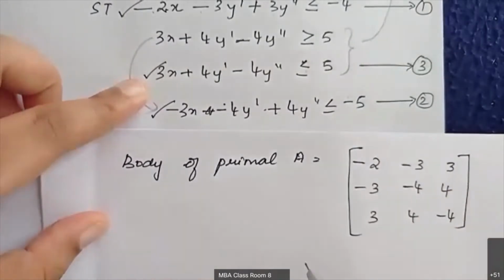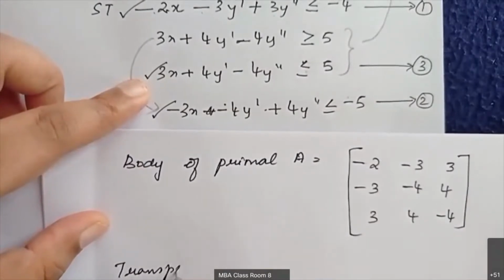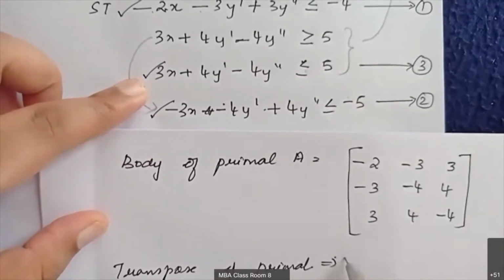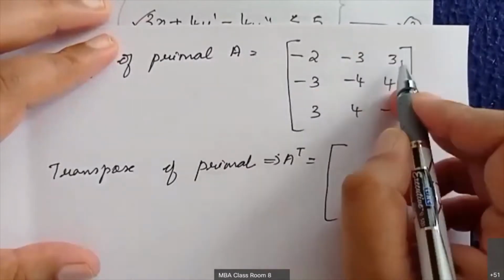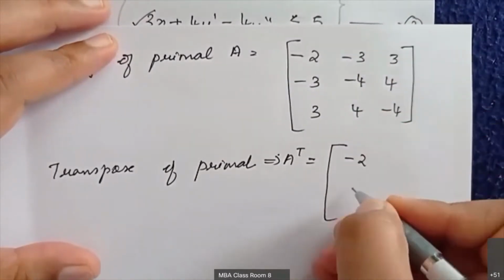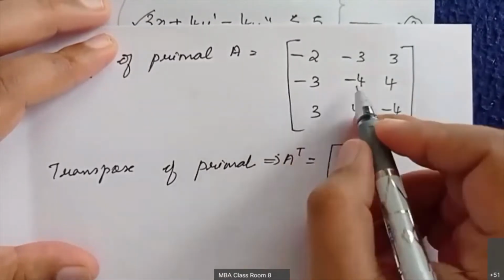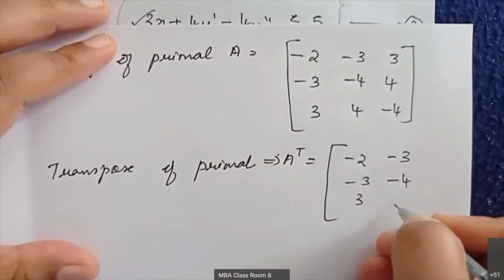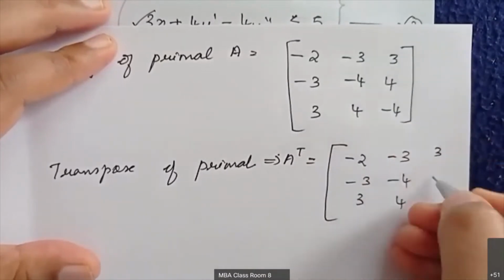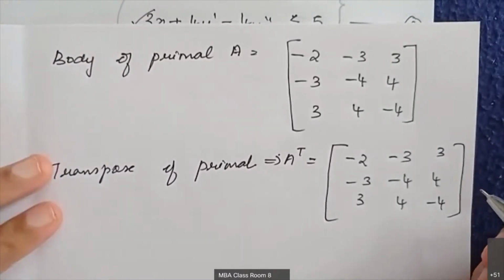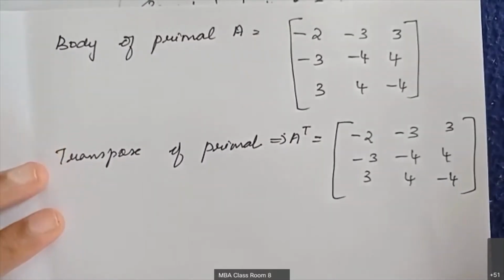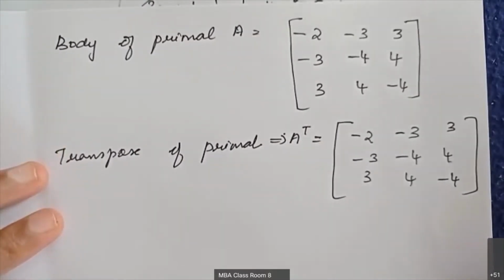I'm going to take the transpose of the primal, that is represented as A on top T. So how do we take the transpose? -2, -3, 3 on the horizontal, we'll write it as vertical. So -2, -3, 3. Again, -3, -4, 4. Then 3, 4, and -4. So this is how we get it.